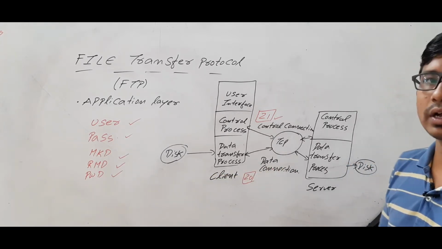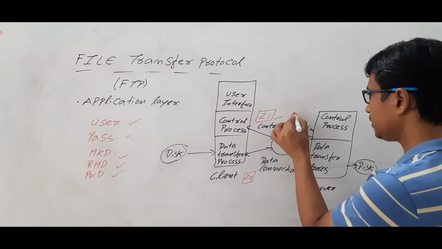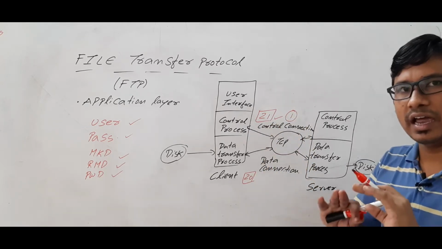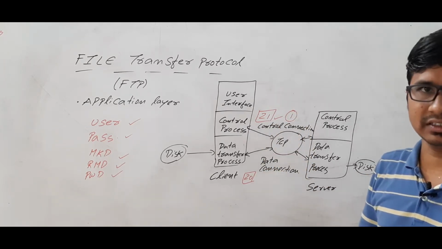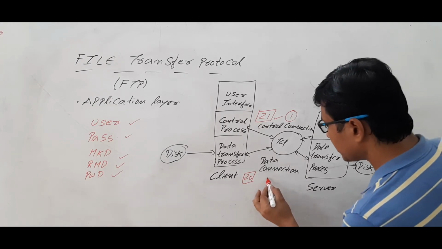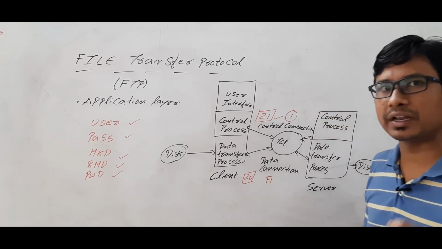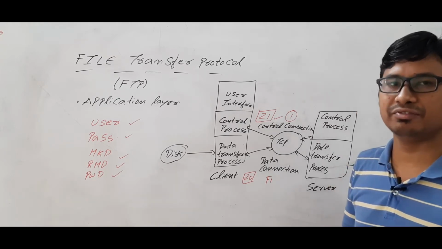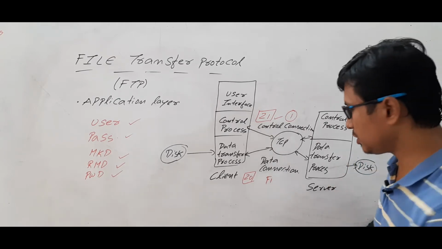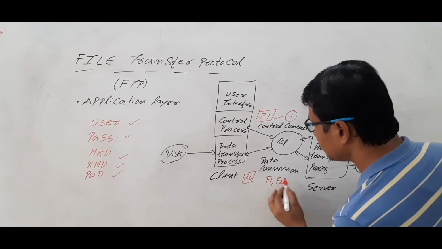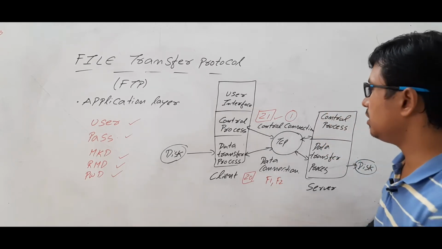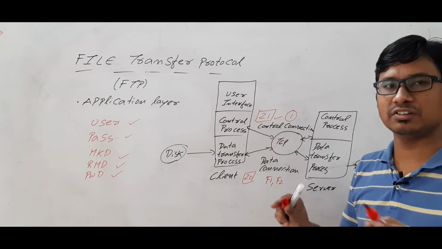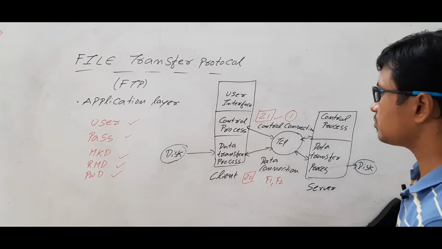Now, suppose I want to transfer 10 files from client to server. How many control connections do I have to create? I need to create one control connection, and it will be used for the entire session. Whereas for each file, you need to create one data connection, send the file and then terminate the connection. Are you able to understand? For each file you need to create one data connection, whereas one control connection is sufficient for the entire session. This is very important.